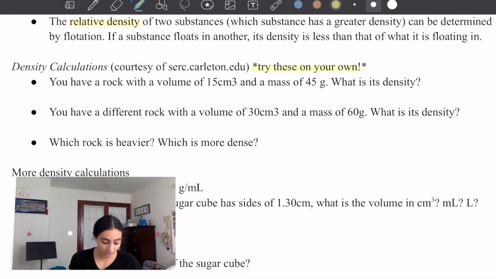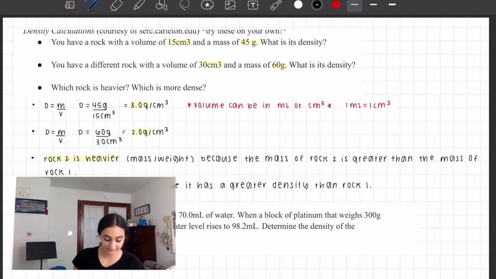Please try these on your own. You can pause the video and then meet back up with me when you're done. Okay, so we're going to move on to the solutions that are down here.